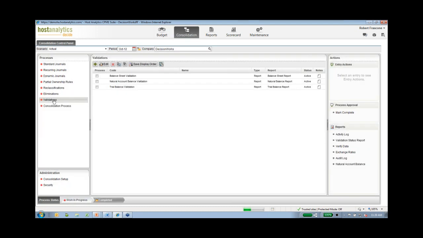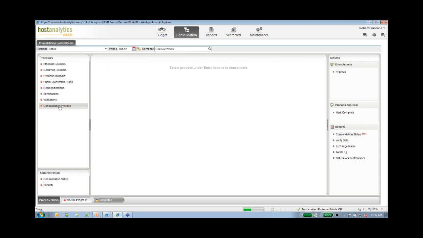And validations. We talked about validations a little bit before. These are just calculations. Is my balance sheet balanced? Is my trial balance balanced? You can set other rules as well as you need. So let's assume that we've gone through, I realize this is very, very quick, but we've gone through our actual consolidation process. We're ready to go.